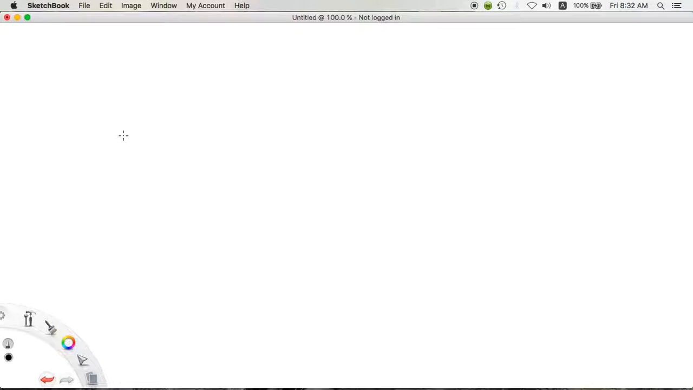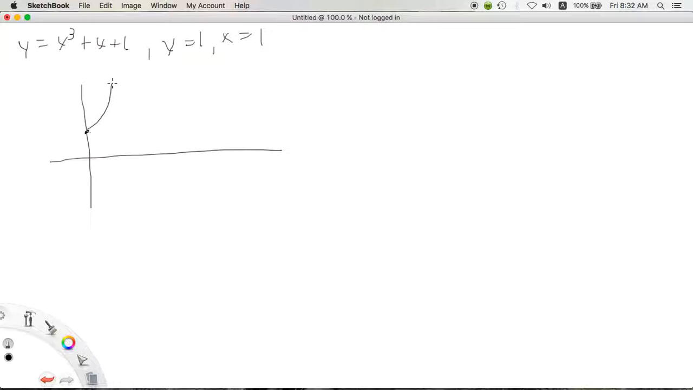Let's do one last example, that next one there. If we have the function y equals x cubed plus x plus 1, and y equals 1 and x equals 1, and we're revolving around the line x equals 2, then what we have looks like this. This function goes up like this, and the line x equals 1, and the line y equals 1, so that we have this area here, and what we want to do is revolve it around this line x equals 2.